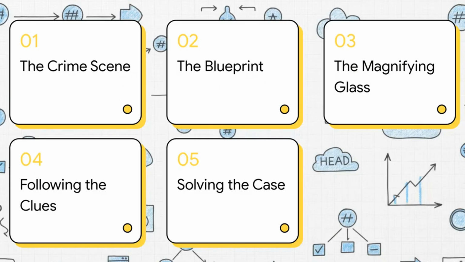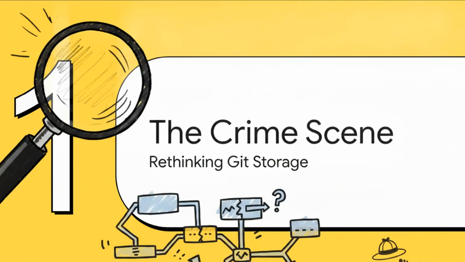Here's the roadmap for our investigation today. First, the crime scene. Then, the blueprint, the magnifying glass, following the clues, and finally, solving the case. Delving into these internal mechanics is going to help you debug errors with total confidence moving forward. All right, let's get into it. Section 1, the crime scene.